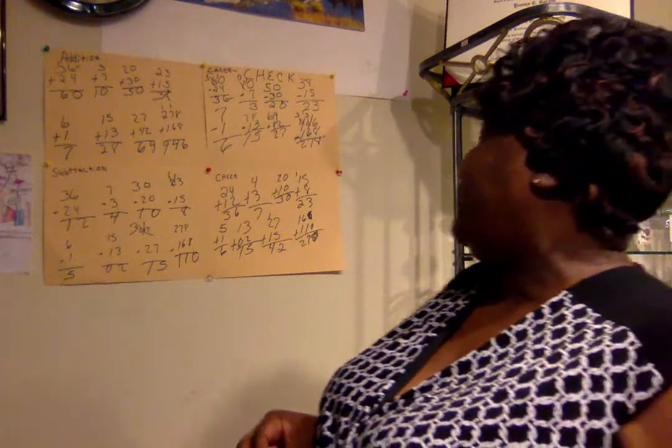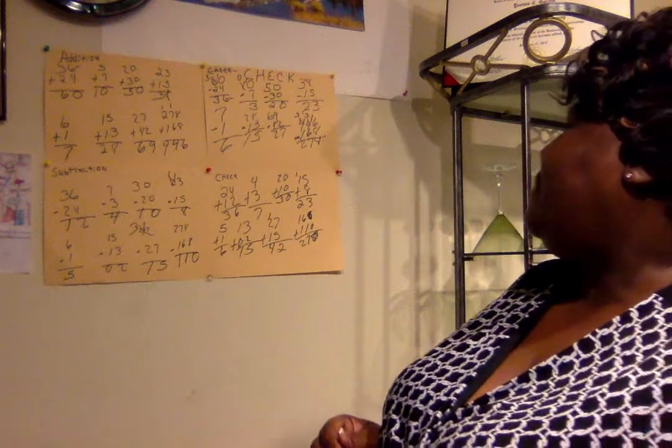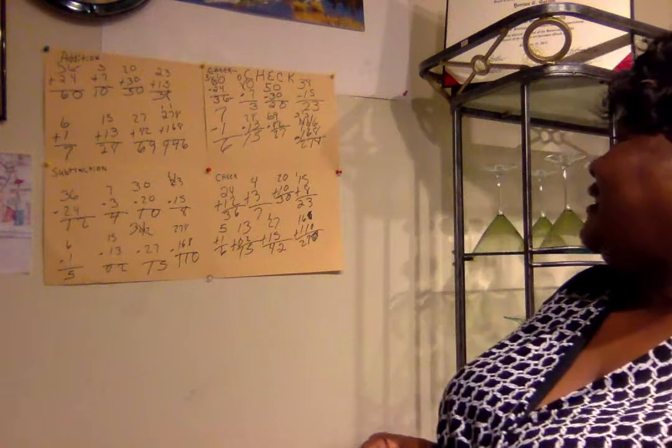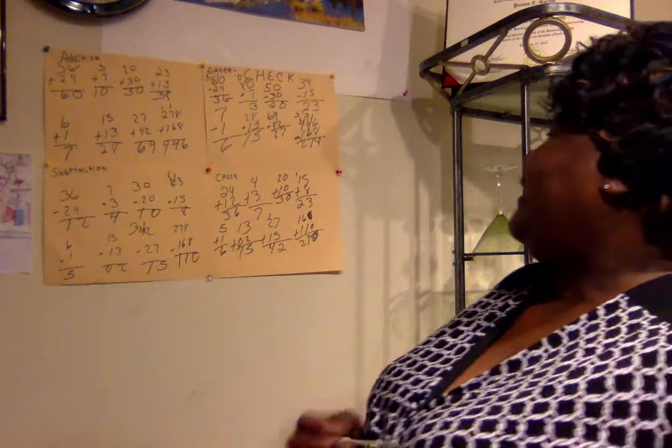It's 6 from 3. You can't take 6 from 3, so you have to borrow from the 4 to make the 4 a 3 and the 3 a 13. 6 from 13 is 7. And 1 from 3 is 2.